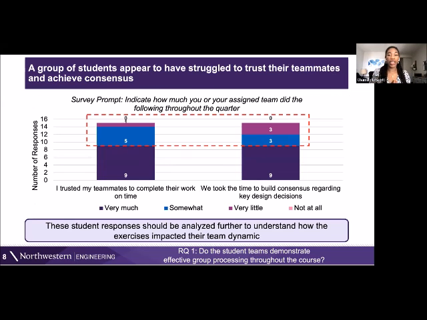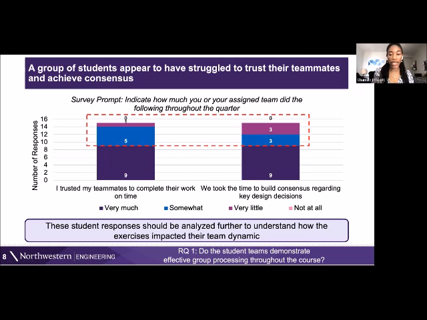A group of students appear to have struggled to trust their teammates and achieve consensus. We asked them to indicate how much they did the following throughout the quarter. And this group of students said that they only trusted their teammates to complete their work on time somewhat or very little, or that they took time to build consensus for key design decisions only somewhat or very little.